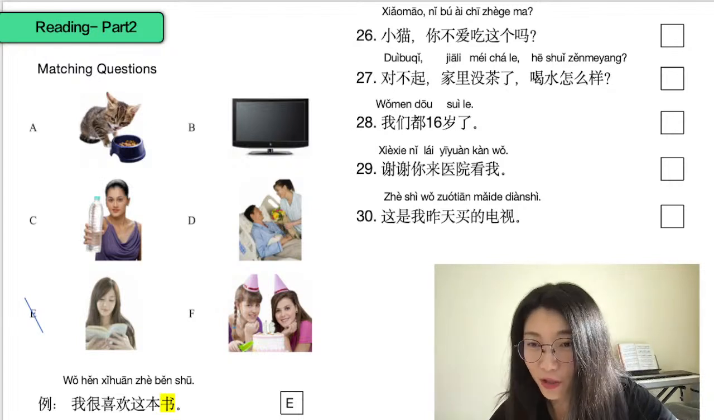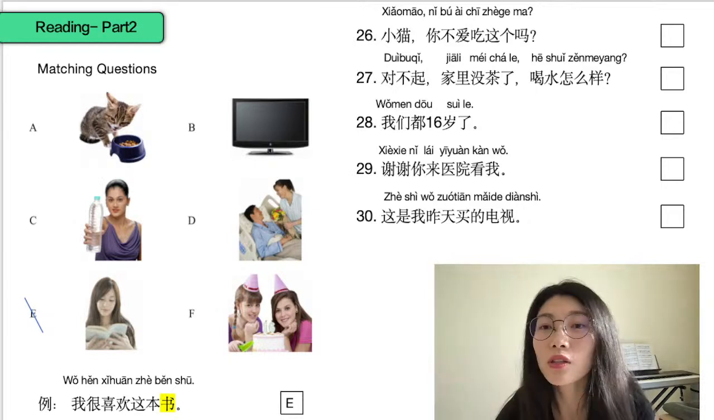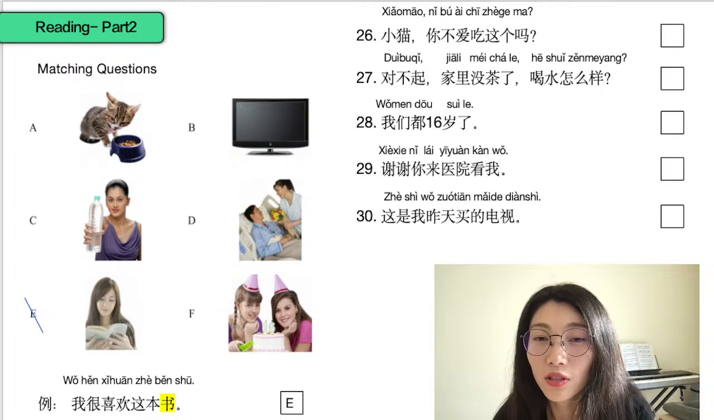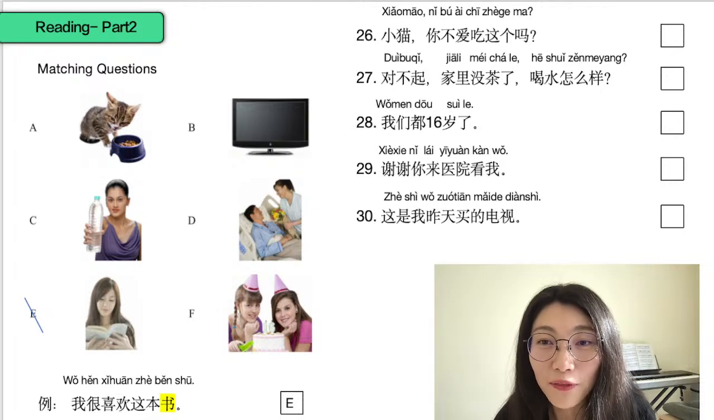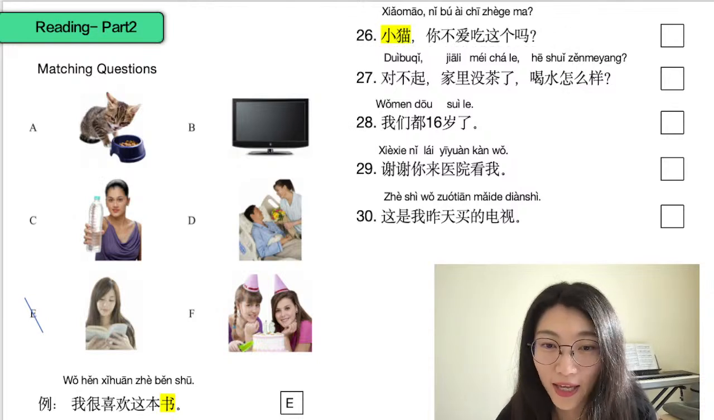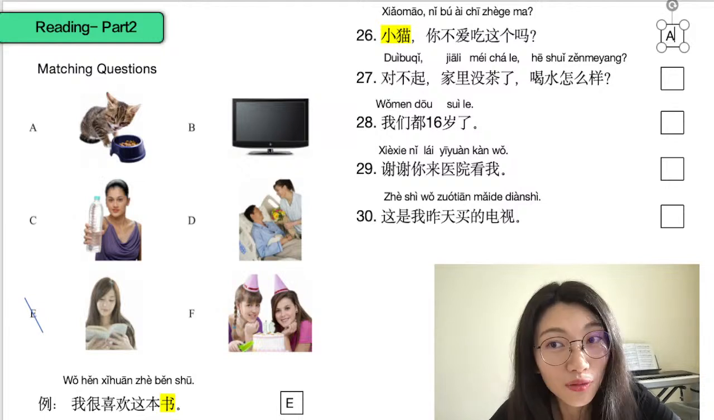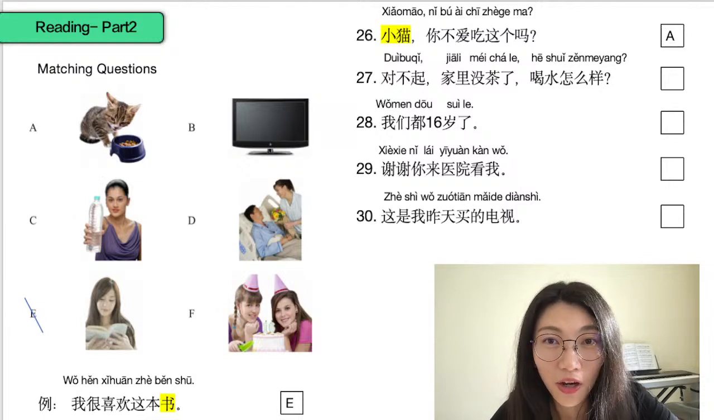Finished. Very good. Let's check it together. So 26, 小猫. If you know 小猫, what's the answer? Very good. A, correct. 小猫 means cat. Cat. How to say dog?